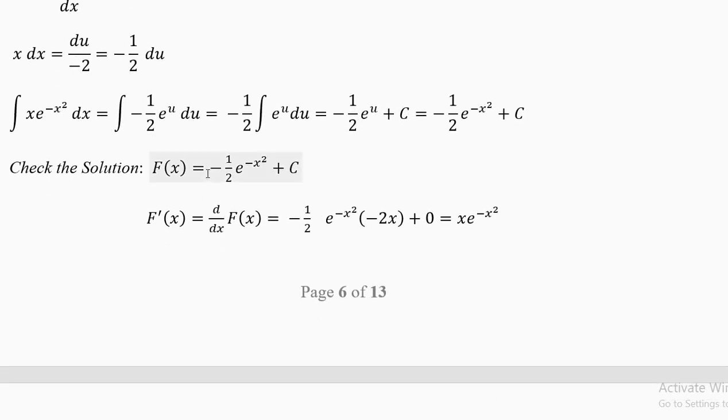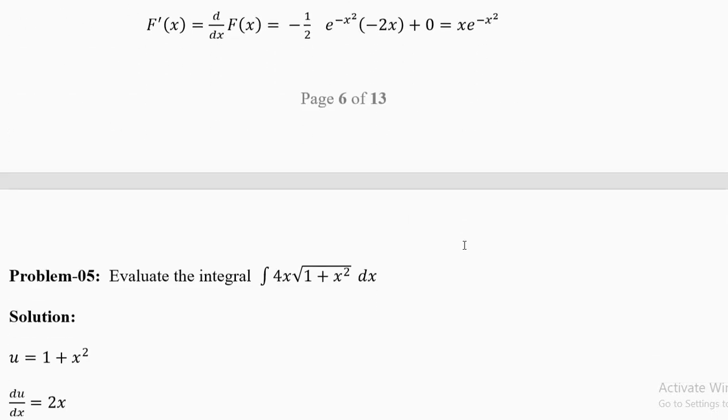Now this is the function which is your answer, the capital F. If you differentiate it, you will get it. Now let's look at this derivative. Your minus half e power minus x square, derivative of minus x square is minus 2x. Minus into minus is plus, half into 2 is 1. So you get back x into e power minus x square. You can write this x on the left or on the right.